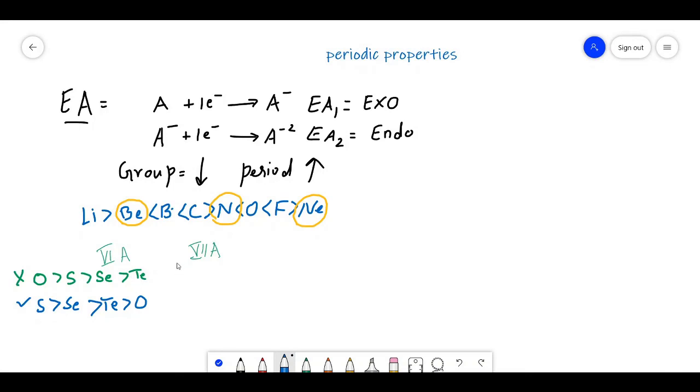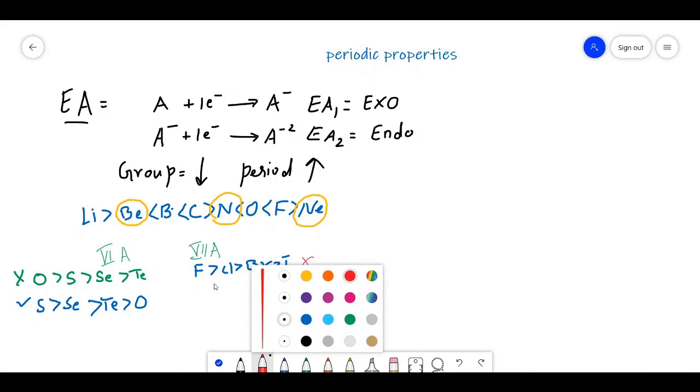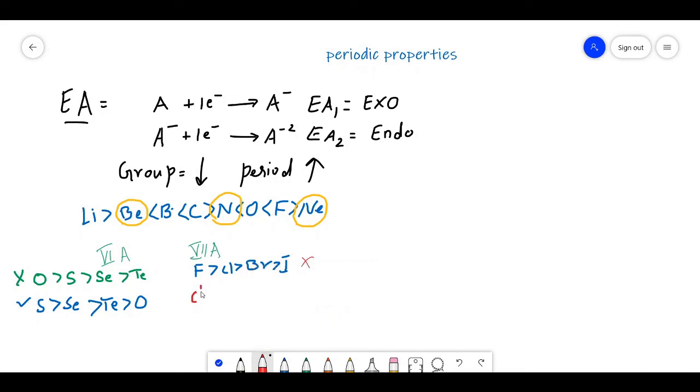In the same way, the halogens should also have electron affinity like this: fluorine, chlorine, bromine, iodine, and the expected order is the same thing. Fluorine should be more than chlorine, then bromine, and then iodine. But what is the observed order? This is wrong. The observed order is: chlorine will have more electron affinity, then we get fluorine, and then bromine, and then iodine.